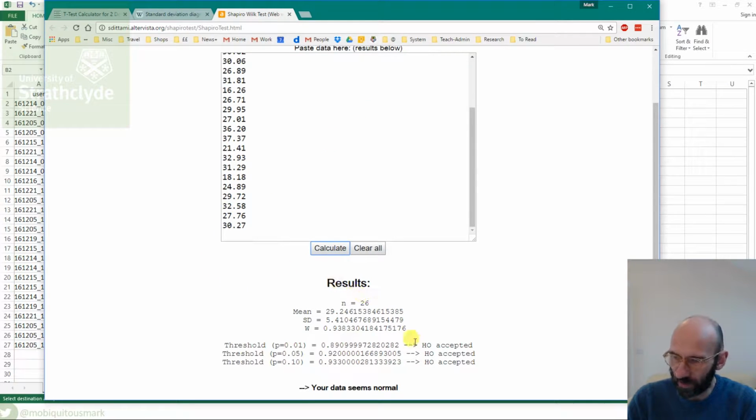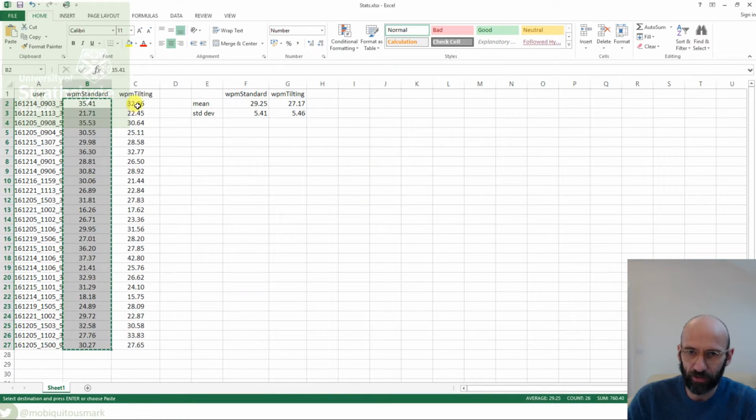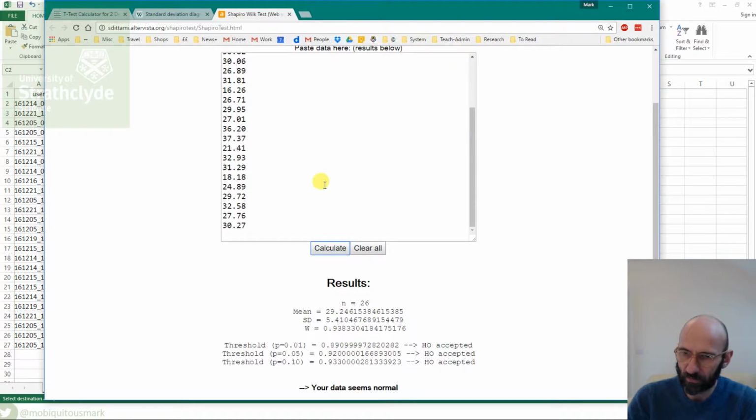In this case we're trying to say that there is no difference. So we actually want our null hypothesis accepted here, because the null hypothesis is that our data follows the same distribution pattern we'd expect of a normal distribution. Our data seems normal because H0 has been accepted at the different p levels that I'll come back to later. And we can do that for the other side. So our data seems normal, so it's safe to use.